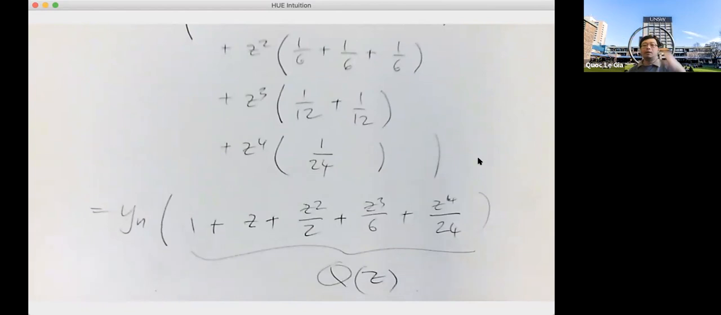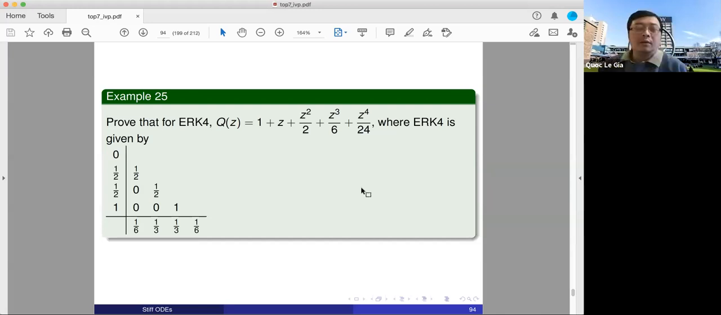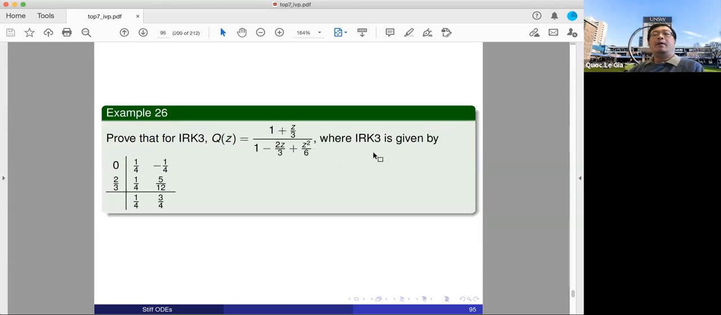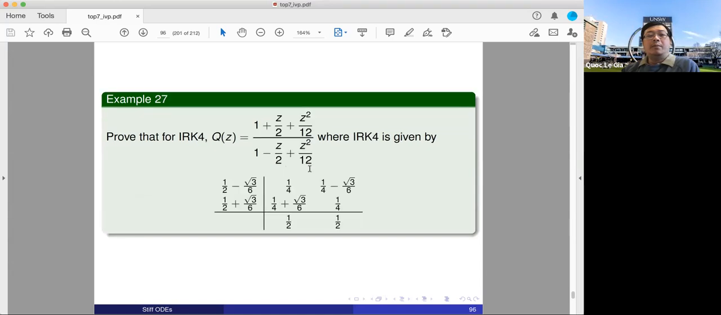Okay, so if you go back to the slide, then this is exactly what we have in the slide. So that is the one we have here. So 1 plus z plus z squared over 2, z cubed over 6 and z to the 4 over 24. Okay. And now for implicit Runge-Kutta method of order 3, you can show that Q(z) is of this form. Yeah. So you have to do some calculation here. And then now if you go to implicit Runge-Kutta method of order 4, then Q(z) will take this form.